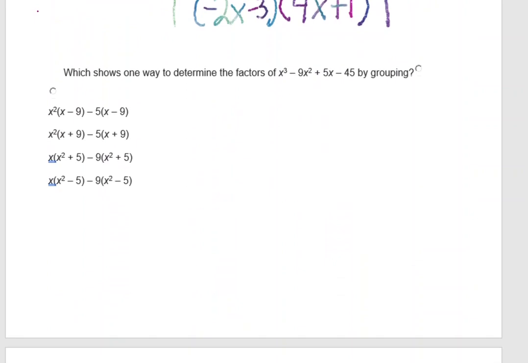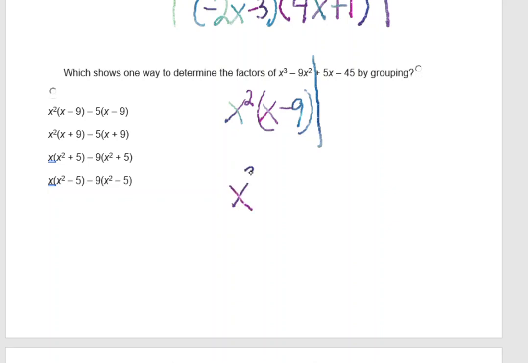So in a question like this, where it says what's one way to determine the factors, well, first, we want to look at what would be, if we grouped the first term, what would be the greatest common factor? Since x cubed doesn't have a number, then we wouldn't have a number for the GCF other than 1, and 1 doesn't change anything. So we're just looking at x cubed and x squared, and they have x squared in common. X cubed divided by x squared is x. Negative 9x squared divided by x squared is negative 9.